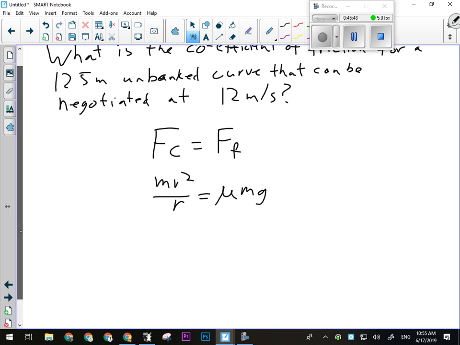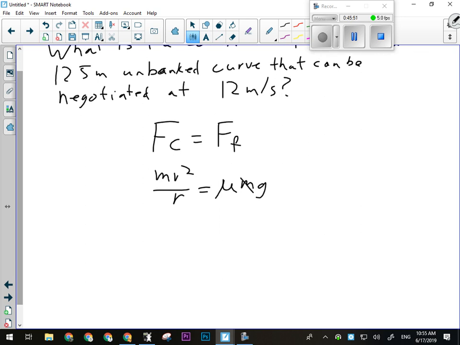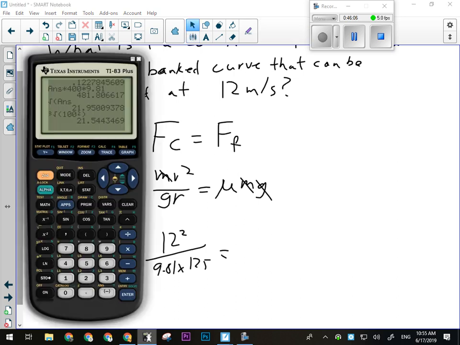Okay, so we're manipulating here to find the coefficient of friction. So when we do that, the masses cancel and g comes over here. Okay, that gets us mu. And then we have 12 squared divided by 9.81 times 125. All right, so the coefficient of friction is 0.12. Yeah, that's pretty slippery. That would be a pretty icy, unbanked corner.